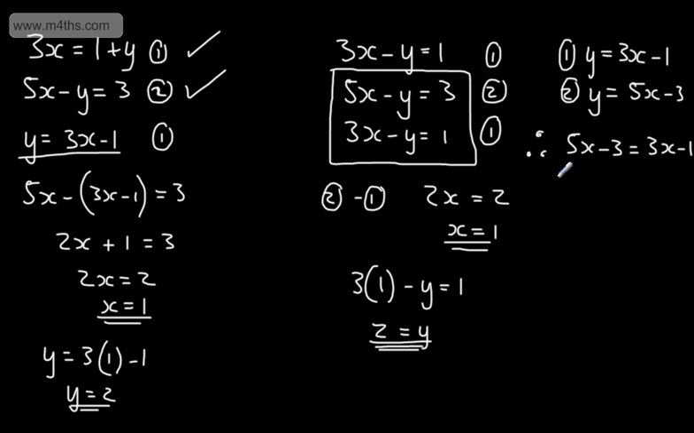Subtracting 3x from both sides, 2x minus 3 is equal to negative 1. Adding the 3 to both sides, 2x is equal to 2. Dividing both sides by 2, x is equal to 1. And then just substitute back in. So you can see 3 different ways of doing it. Essentially they all lead to the same thing and have very similar techniques.